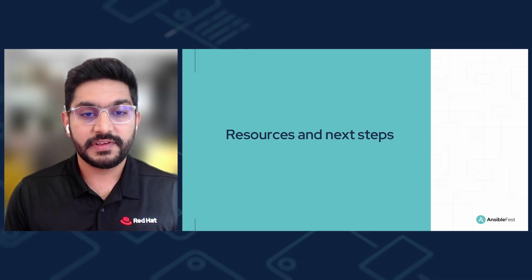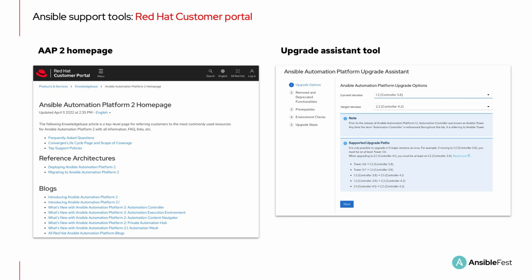So we'll now look at the resources and next steps. With the Red Hat subscription, you will see the Red Hat customer portal. And on the customer portal, we really have two resources alongside the documentation for Automation Platform 2. You will see an Ansible Automation Platform 2 homepage, which includes frequently asked questions, reference architectures, and a lot of blogs on different tools added to Ansible Automation Platform 2, which lets you understand the platform, what changes have come in, and how you can adopt the new version of the platform.